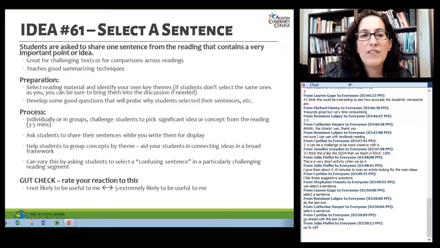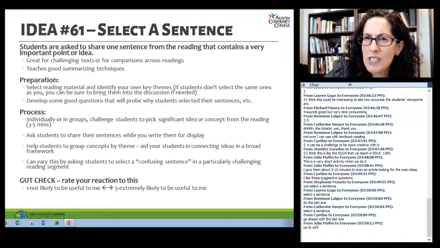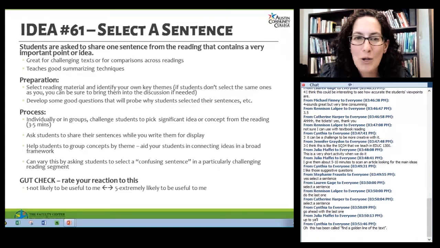And you can also develop some good questions that are going to probe why students selected their sentences, because there's nothing worse than just going, why? Why'd you pick that? But really, why? So come up with some other things, like who picked one that they thought was surprising, or who picked one that they thought was challenging to understand. So those kinds of probes.